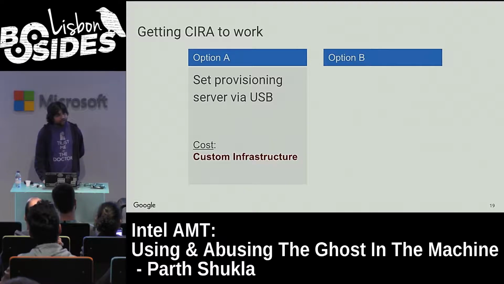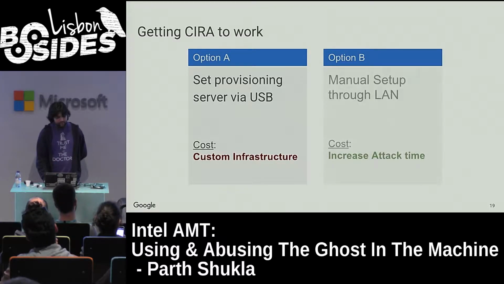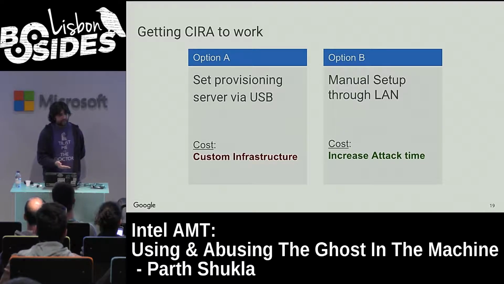The open source tooling that I mentioned earlier is being actively developed, and they are going to add this functionality at some point. So I didn't want to double up the effort. So option B, manual setup through LAN. So this increases attack timing. In this case, once AMT is configured via a USB, I would connect the laptop's LAN to my own network and use AMT API calls to set up Sierra.